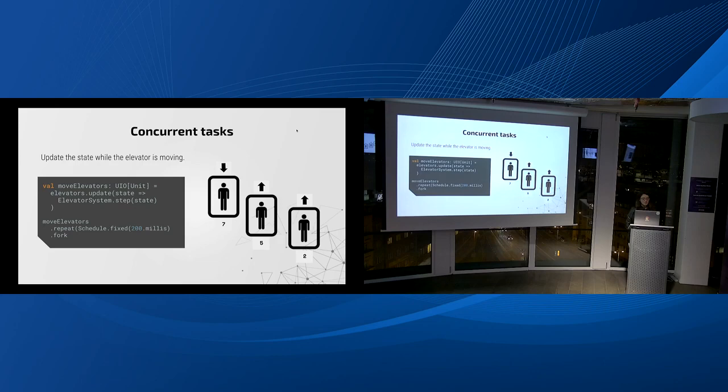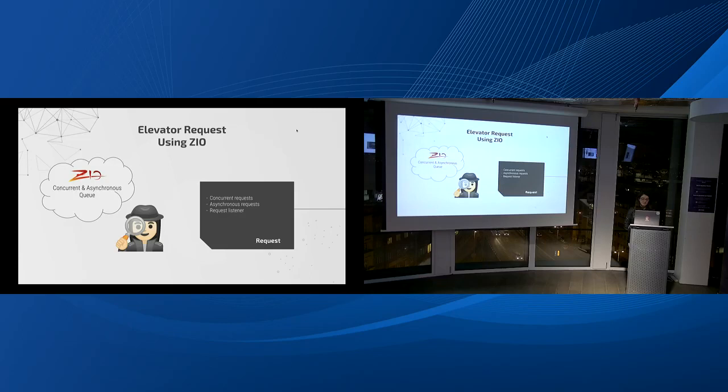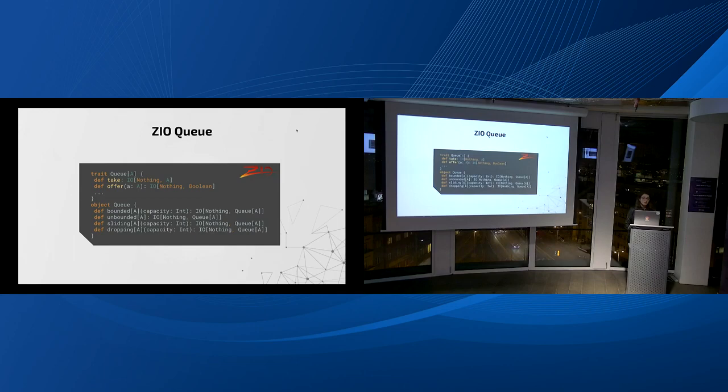Now it's time to see how we could handle our requests and which data type we can use on ZIO for the requests. There is ZIO queue, which is an asynchronous queue, as we want, that will not block. It provides functions that we need. We will take from the queue and send requests by offering new values to the queue.